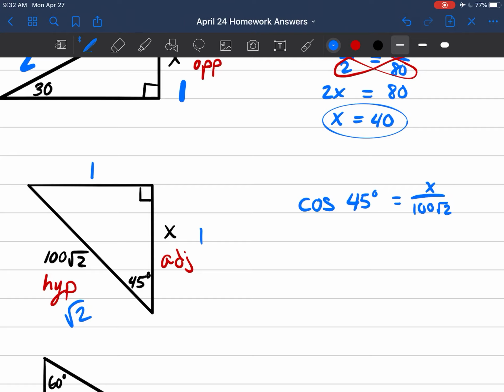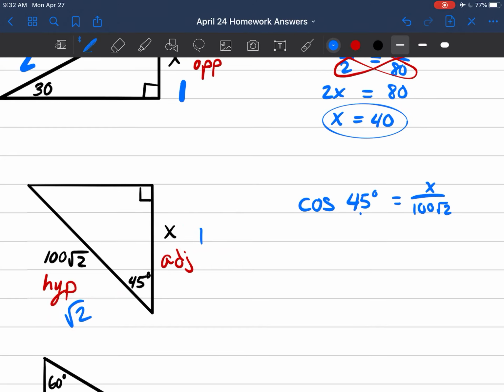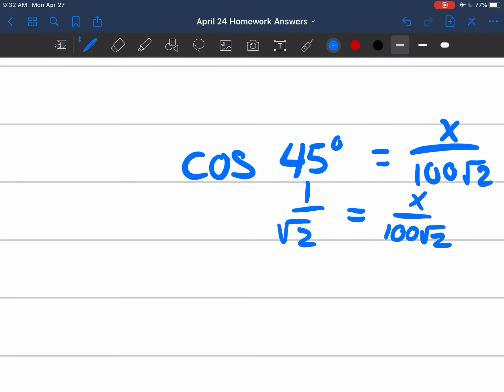All right, and then we figure out this value for cosine of 45. So adjacent over hypotenuse, we don't need this 1 there really. So again, going adjacent over hypotenuse, so 1 over the square root of 2. Bring the other side down. And then you cross multiply and solve.